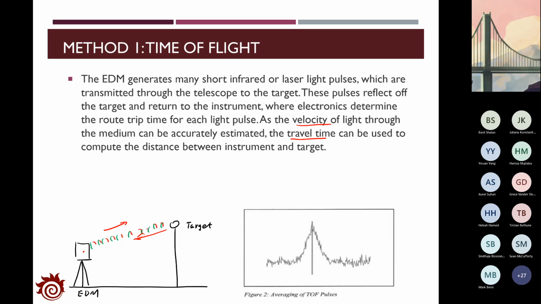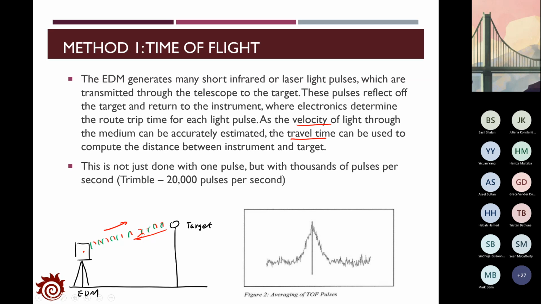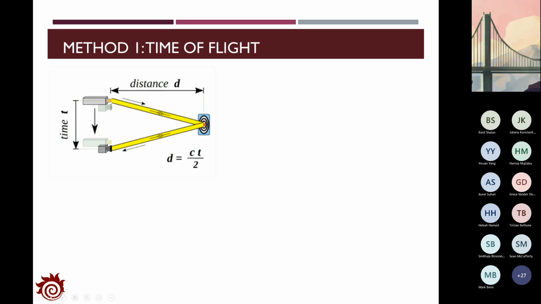And in the actual measurement, we will send a lot of light pulses, and then do the calculation many times. Usually we can send the pulse around 20,000 times per second, and then average everything together. You can get the distance from the total station to the target. And this is the way for you to do the calculation.